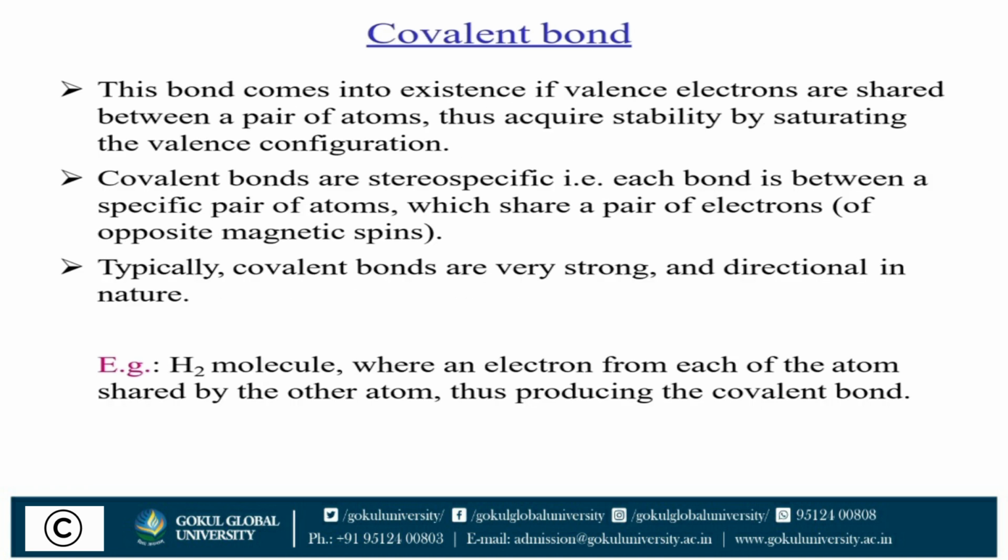NaCl is one example of an ionic bond. A covalent bond is also a primary type of bond. This bond comes to exist when valence electrons are shared between a pair of atoms, thus acquiring stability by structuring the valence configuration. Covalent bonds are directional. That means each bond is between a specific pair of atoms, where a pair of electrons is opposite to each other. Typically, covalent bonds are very strong and directional in nature, like the H2 molecule.